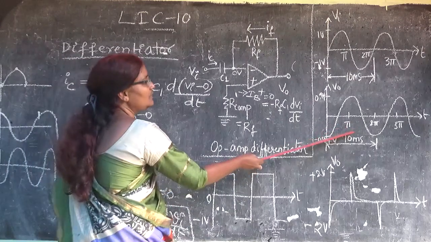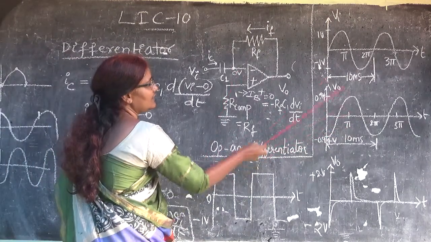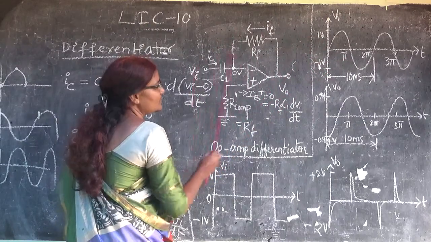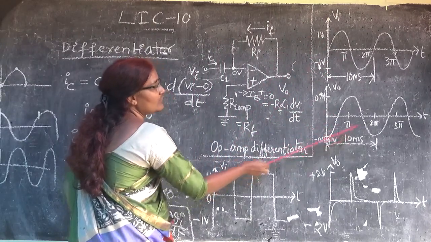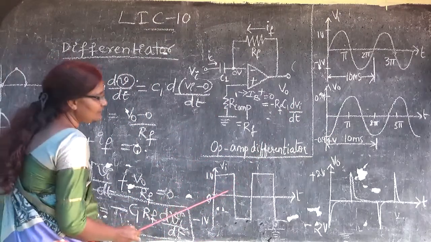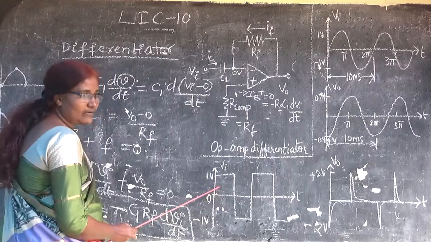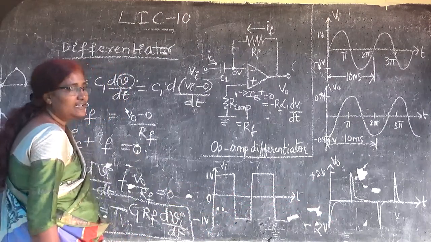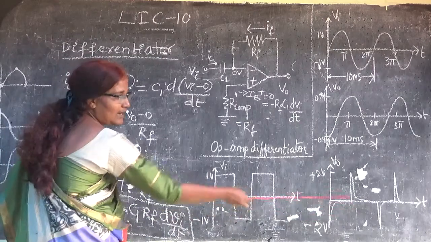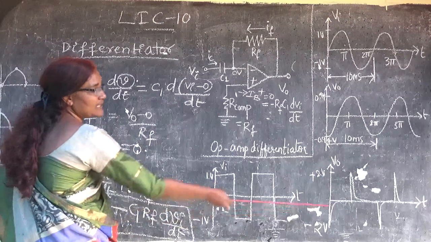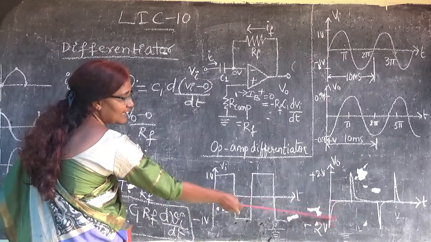So the output of this differentiator, if a sine wave is given as input, is an inverted cos wave. So this is the differentiator. And if you give a square wave, then you will get spikes at the output. The differentiation of the square wave can be considered as this spike or impulse.